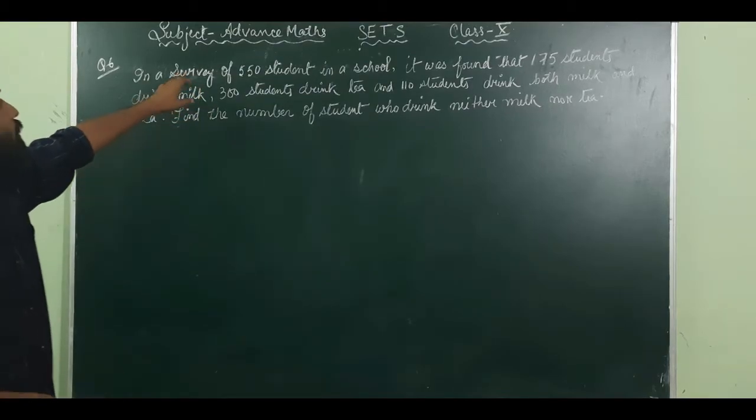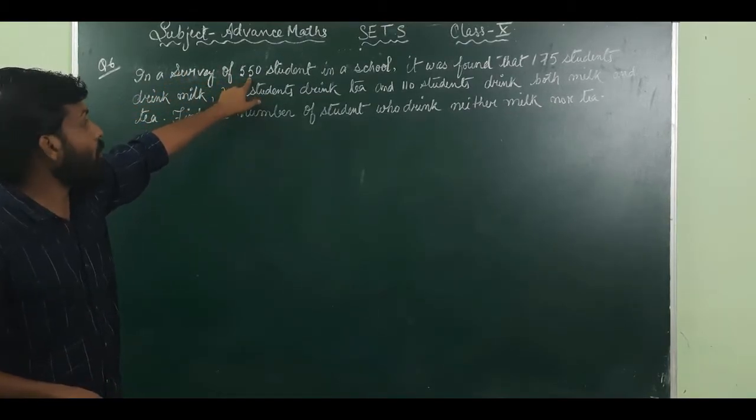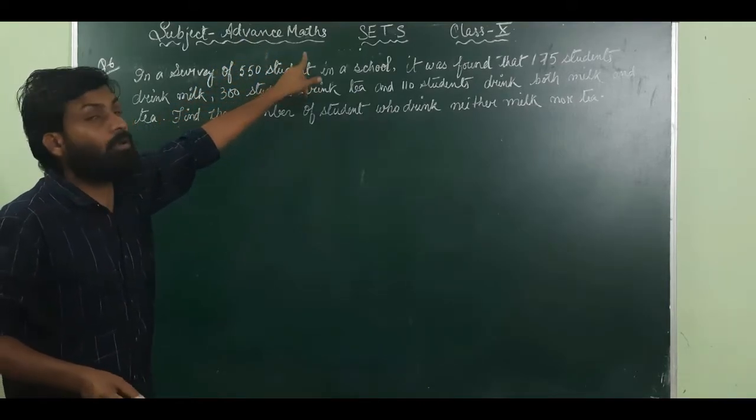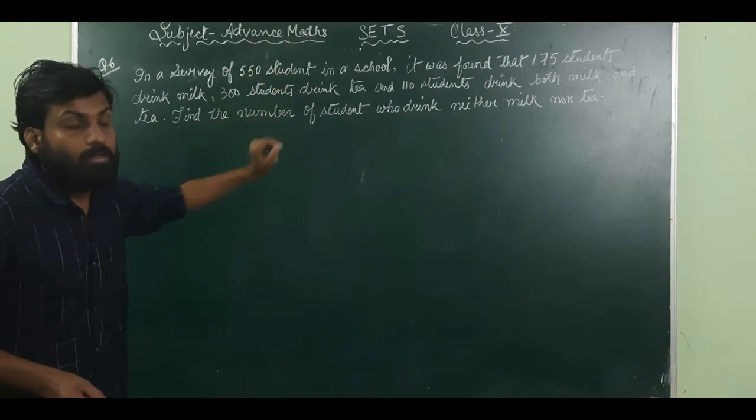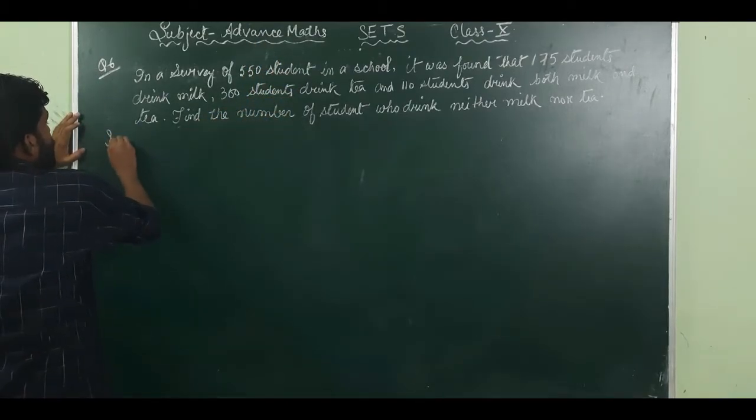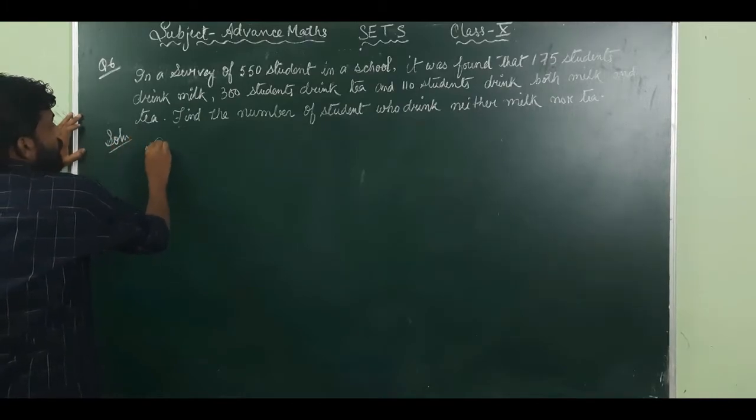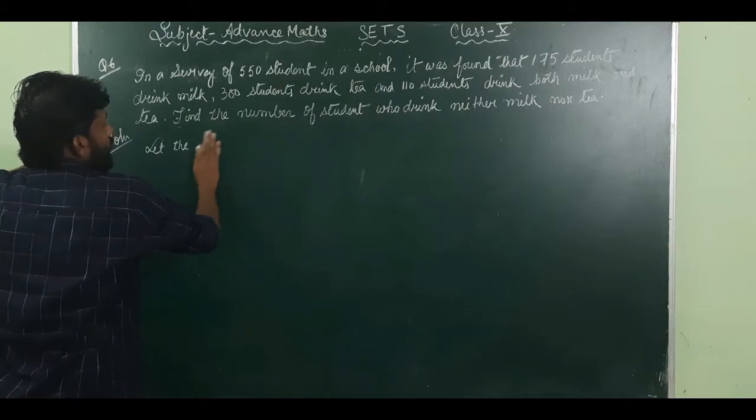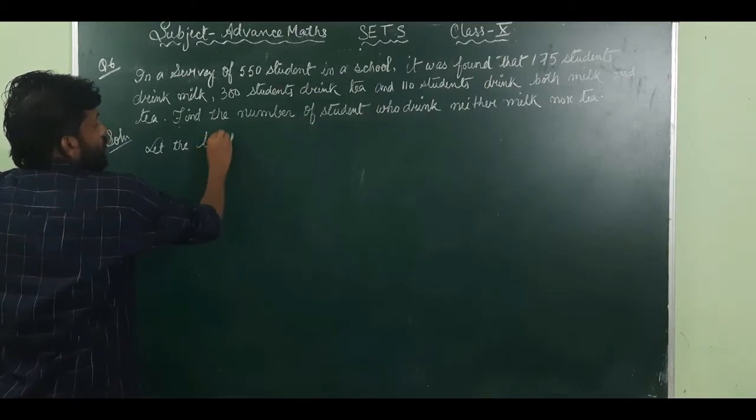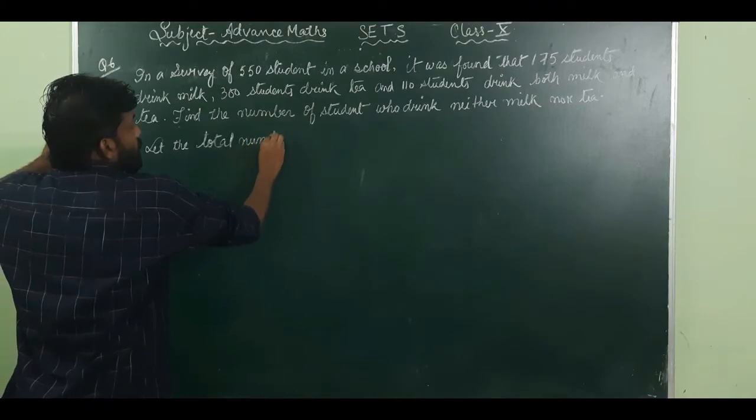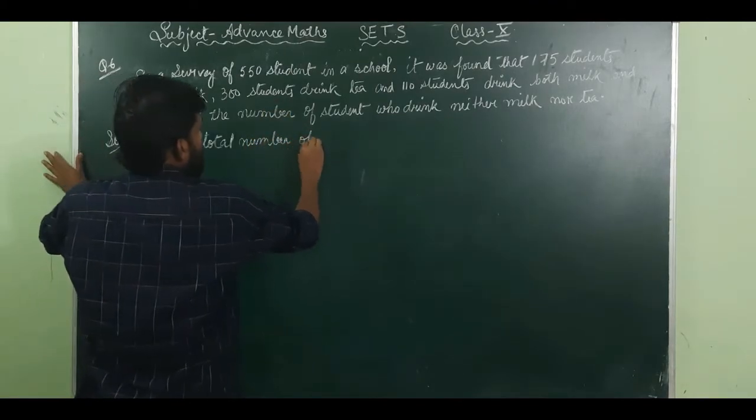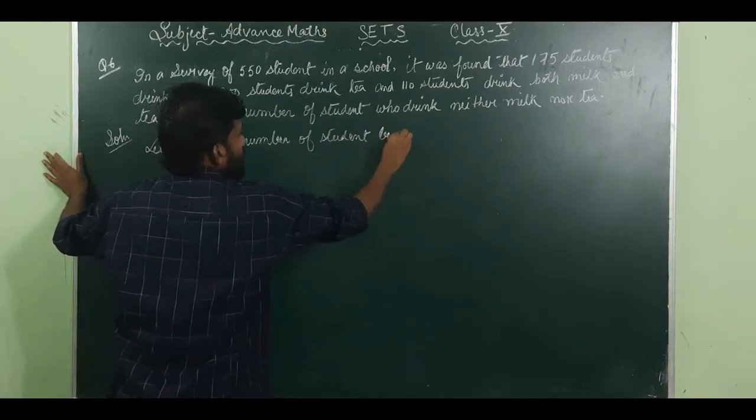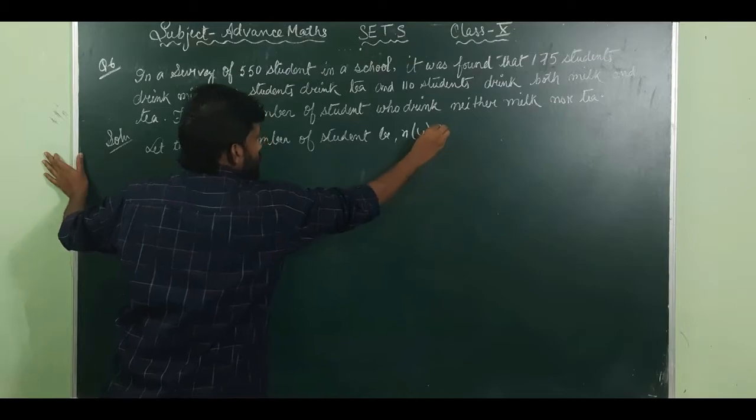So what do they say here? In a survey of 550 students, that means this is the total number of students. In this type of case, this total number of students becomes your universal set. So what can you write here? Solution: let the total number of students be, n of u is equal to how much?